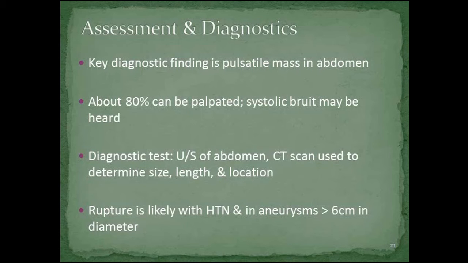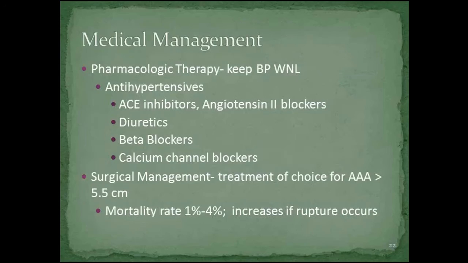Rupture is very likely in patients that are hypertensive and have aneurysms that are greater than 6 centimeters in size. So that's kind of how they determine whether or not we need to operate on them: how big it is, and then if the patient has uncontrolled or difficult to control blood pressure, the bigger that aneurysm, the more likely they're going to have surgery.